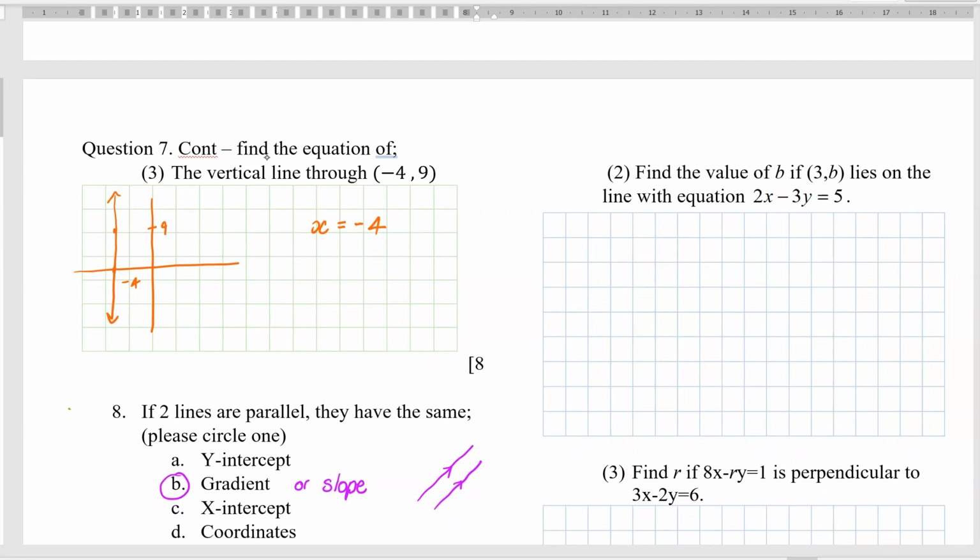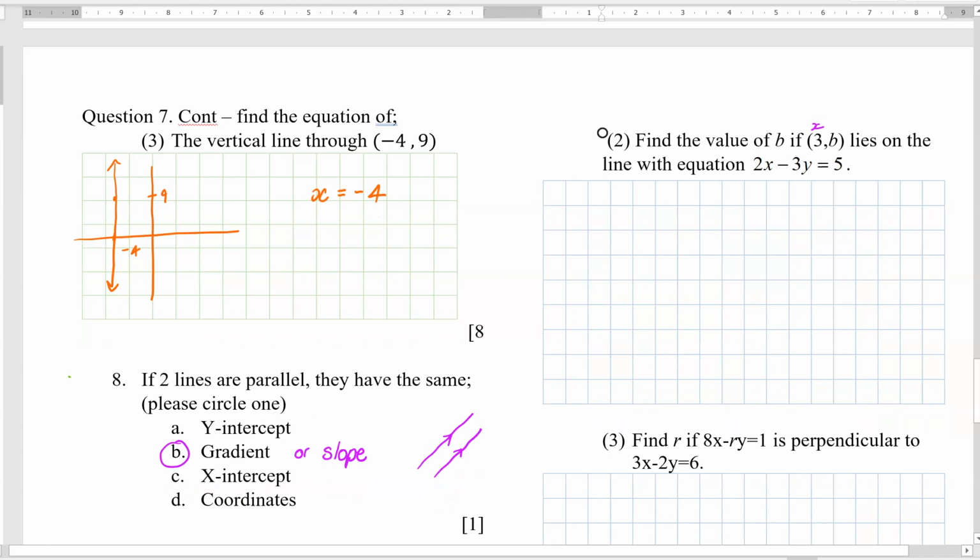And then we can go up here, find the value of b if 3b lies on this equation. Remember, if it lies on it, it will fit the rule. So this is your x value here. This is your y value. So we're going to substitute in, and even if you didn't know what to do, what else could you do? So just sub. So we know that this rule, it's not just 2x, it's 2 times x, right? That thing there is 2 times x. So our x value is 3, so it's 2 times 3. It says minus 3 times y, so it's 3 times, what is our y value?